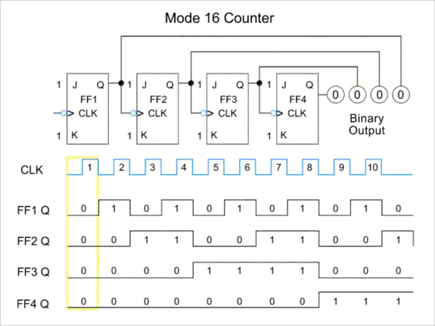As pulse 1 arrives at the clock input at flip-flop 1, it toggles on the negative edge. The output at Q1 will go from low to high, or 1, thus the counter will be at 0, 0, 0, 1.